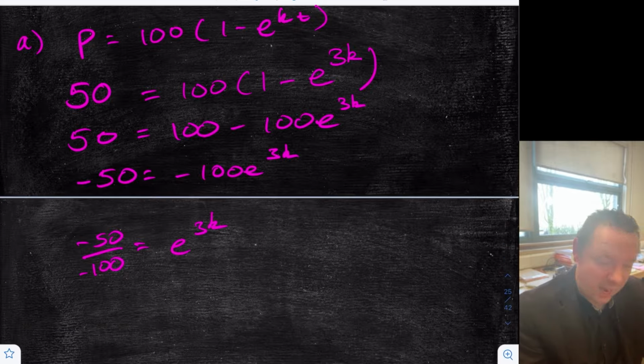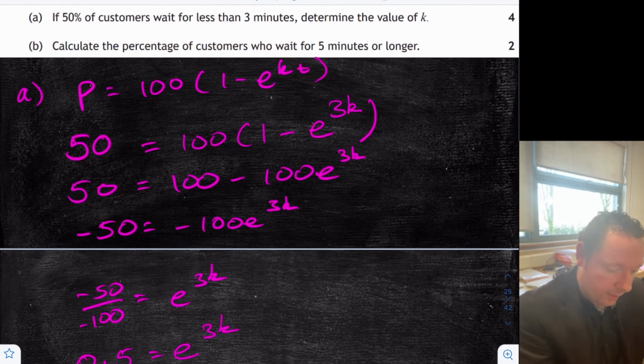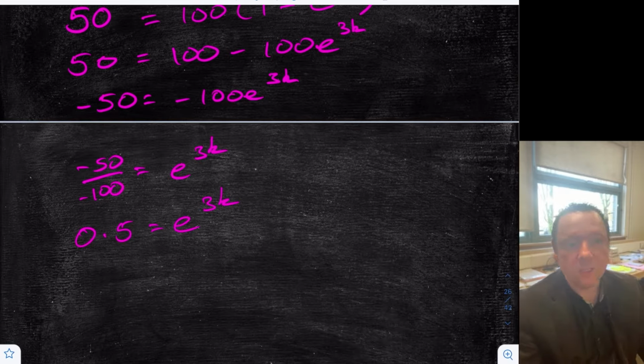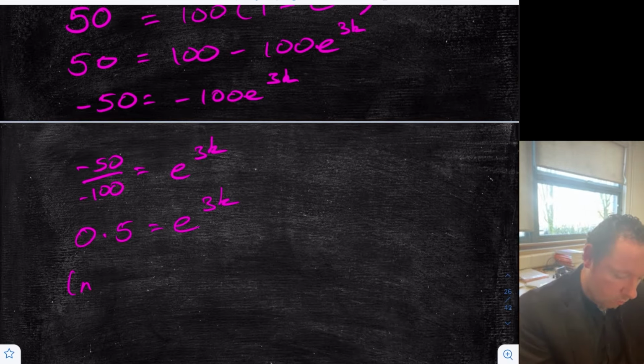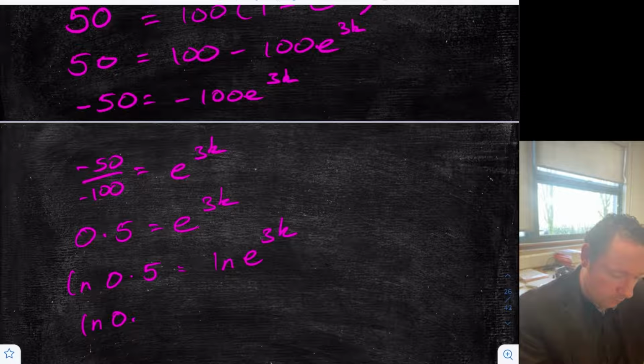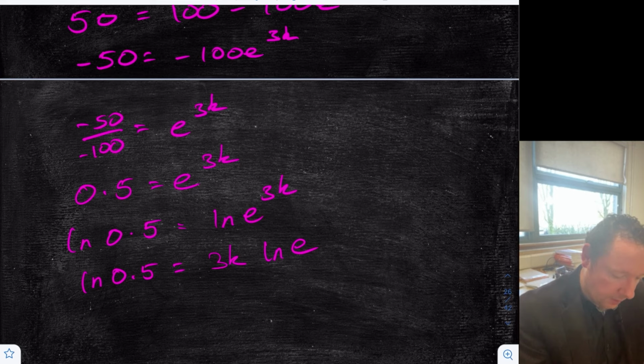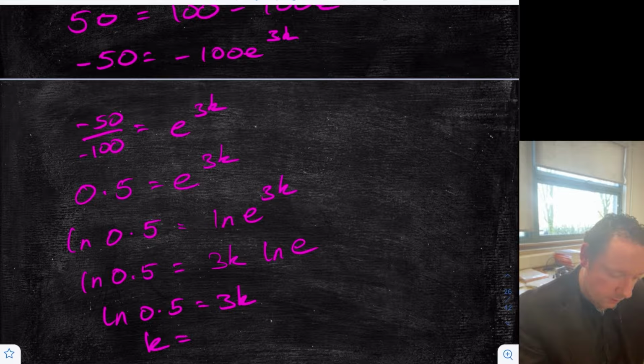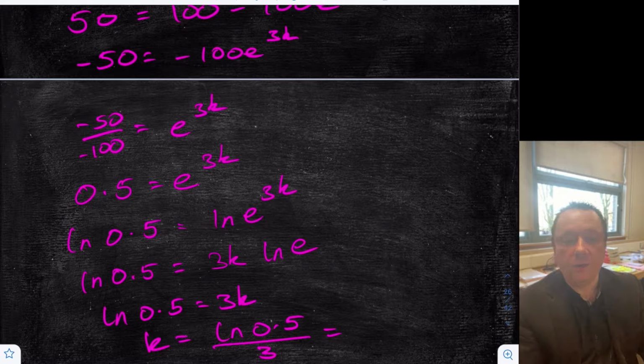Well, that's a half, so that's 0.5 equals e to the 3k. You could have actually divided by 100 at this point here to get the half, worked it from there, but you get the same answer. Take the log of both sides. Natural log of 0.5 equals the natural log of e to the 3k. So the natural log of 0.5 equals 3k times the natural log of e. So that means that log of 0.5 equals 3k. So k is the log of 0.5 over 3. And we can work that out as a value in our calculator. You get minus 0.231.